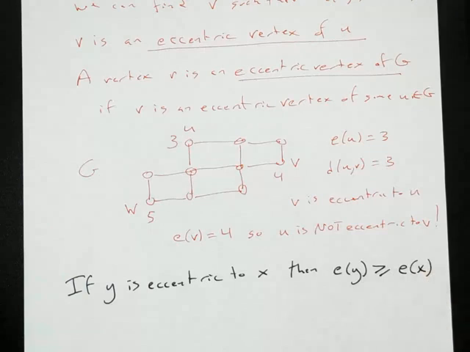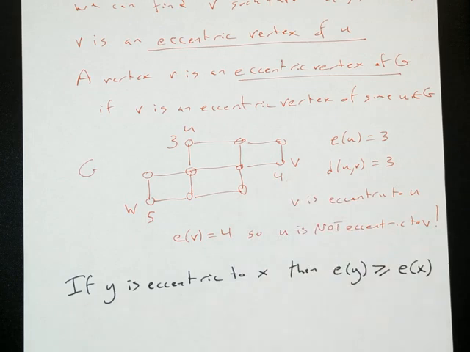Okay, wait a second. E of V is 4. What's 4 units away from V? W is. U is only 3 units away. So in spite of the fact that V is the right distance from U, U isn't the right distance from V, because it doesn't match the eccentricity. Something else is further away in a different direction.